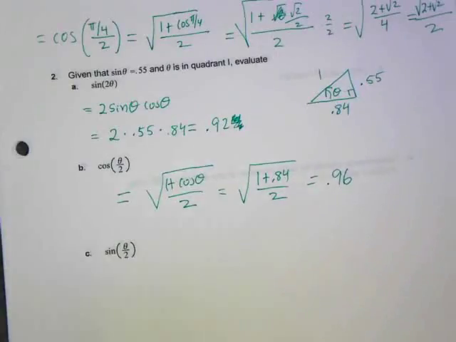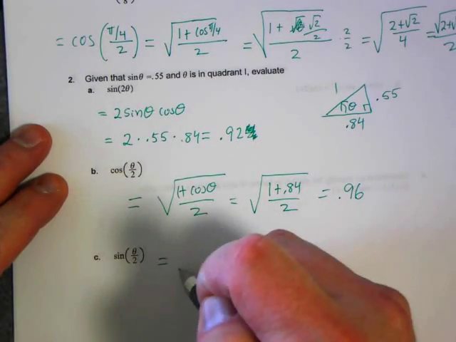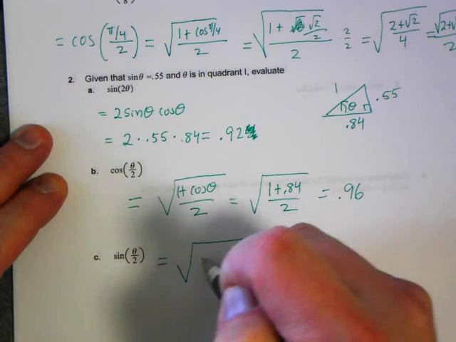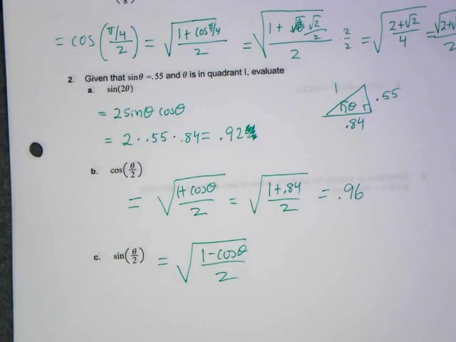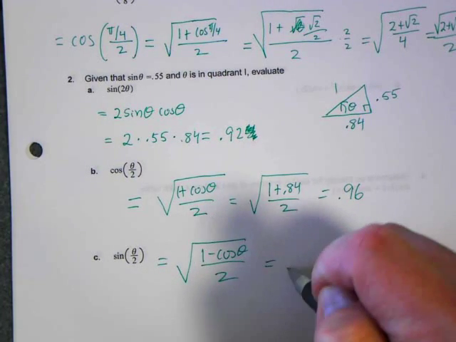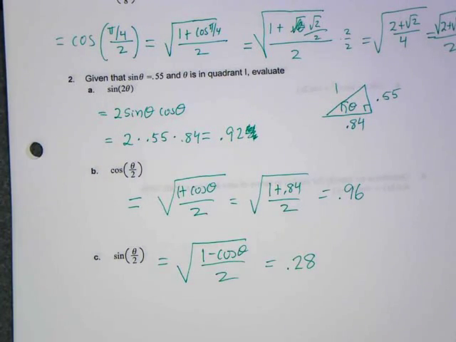All right, and then the last one, really nothing different. The only difference is this formula has a 1 minus cosine theta over 2. Square root of the whole thing. We're still in quadrant 1, so again, I still pick the positive square root. I grab my calculator, I type all that stuff in, and I got 0.28. Questions on that?